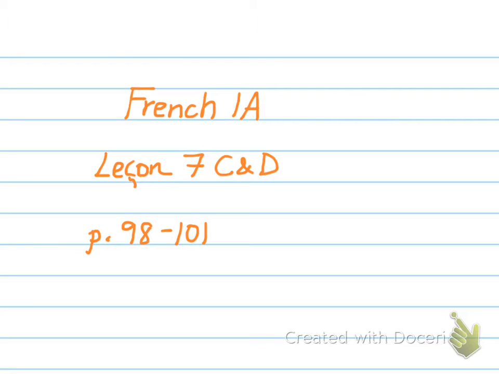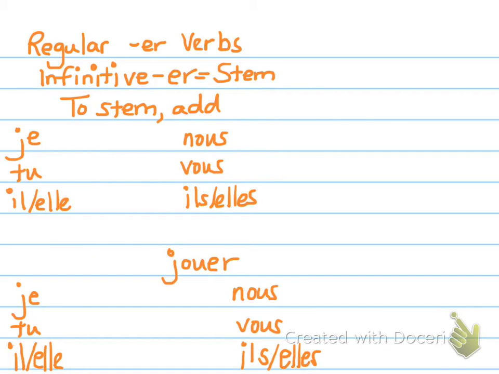Bonjour, French 1 students. Here is your teaching video for Lesson 7, C and D, pages 98 through 101 in your textbook. Again, we're going to start with a little review because it's very, very important that you know and understand how to conjugate regular ER verbs.